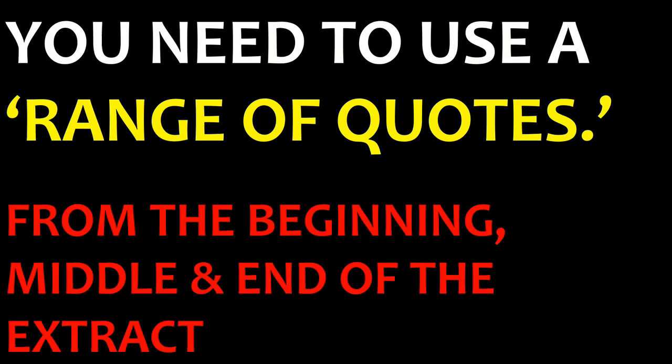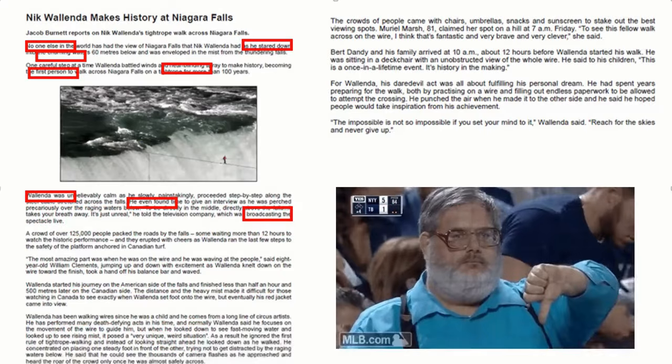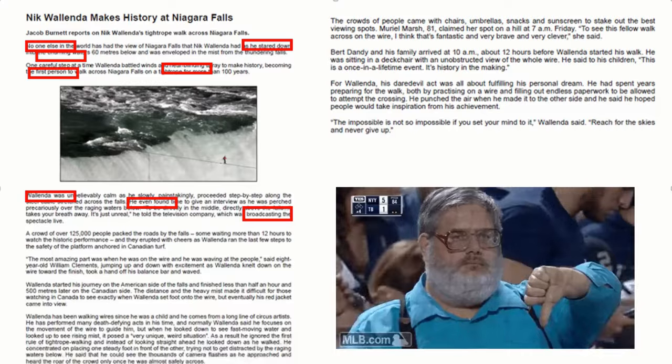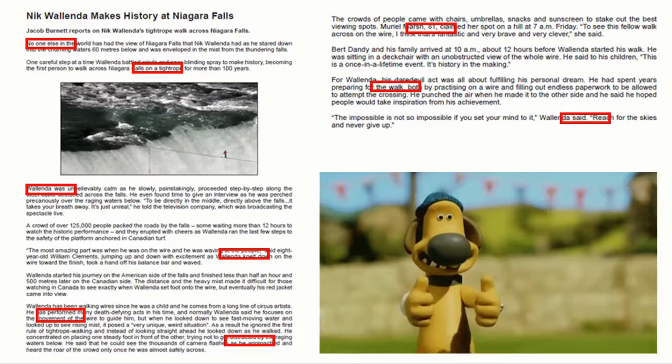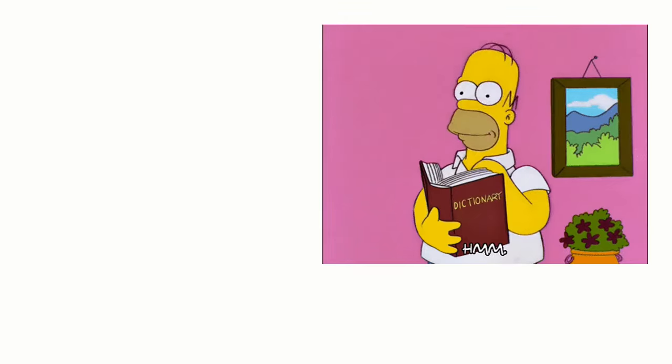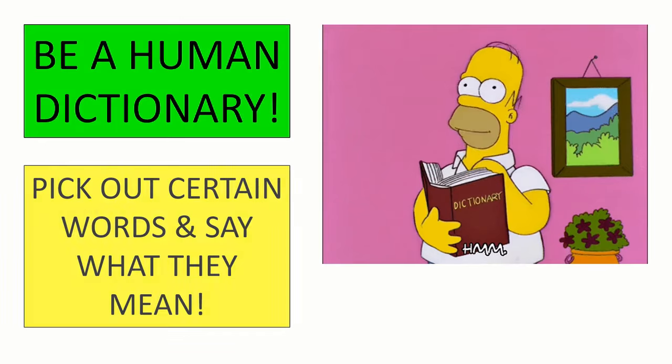You need to use a range of quotes. So what I mean by that is from the beginning, middle, and end of the extract. You would get marked down if you just did quotes where this person has. You need to make sure you take quotes from all over to show that you've read the extract, but also there might be something you can talk about of a development in the person through the start to the end of the extract. Be that human dictionary and thesaurus, pick out a certain word and say what they mean.